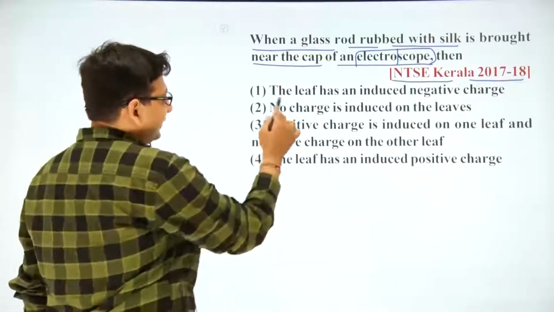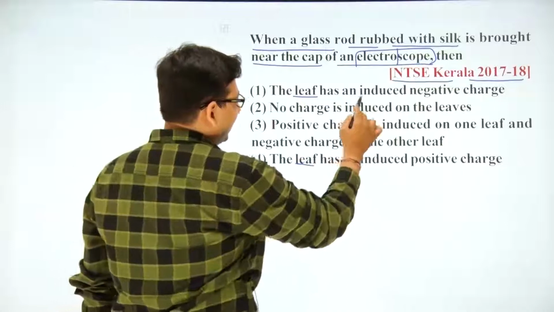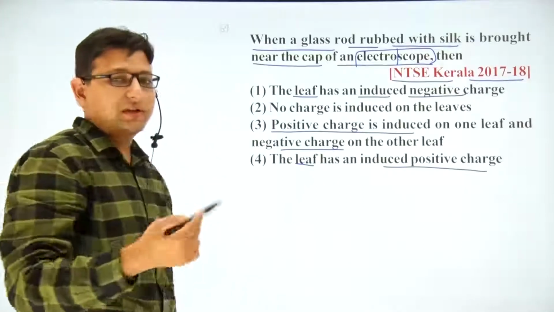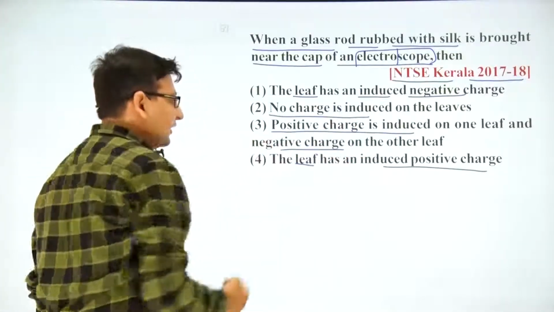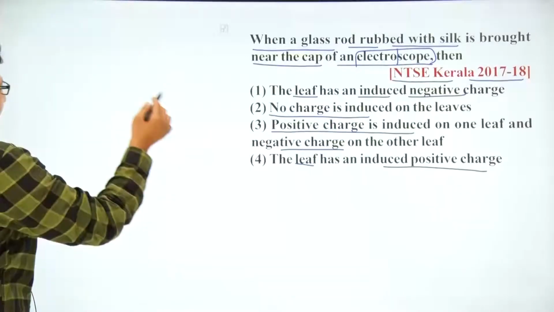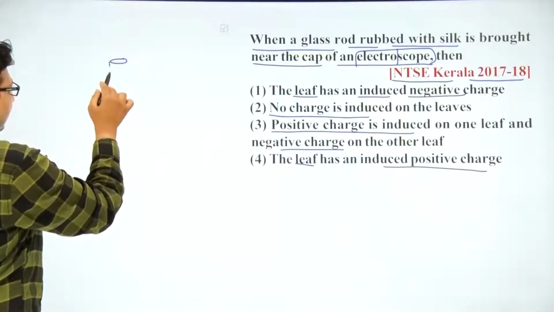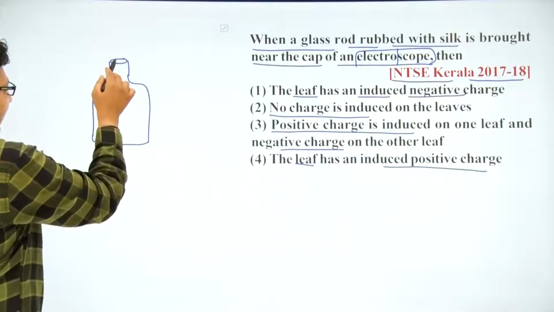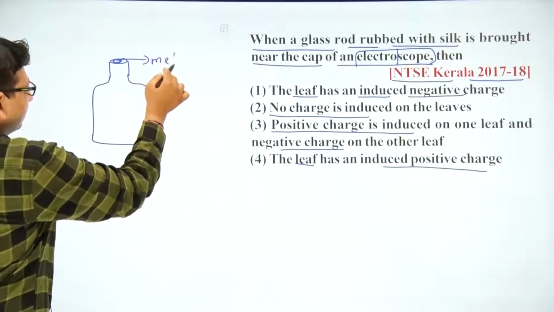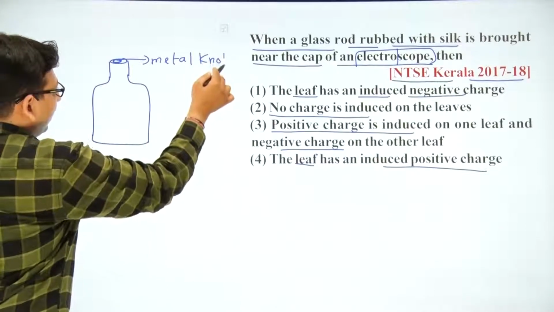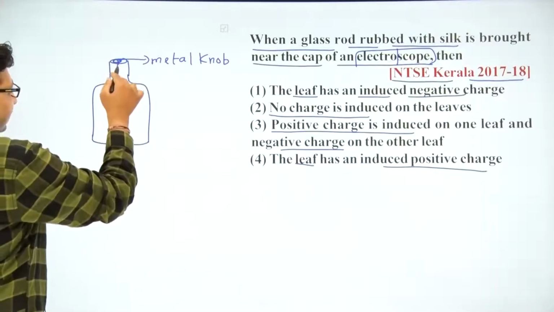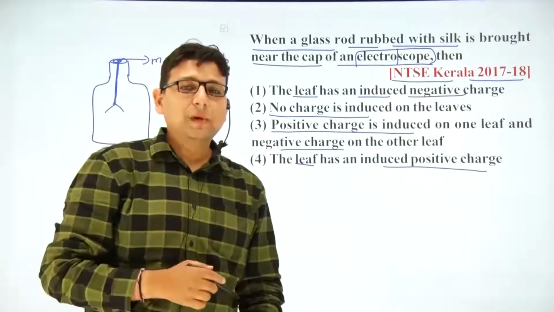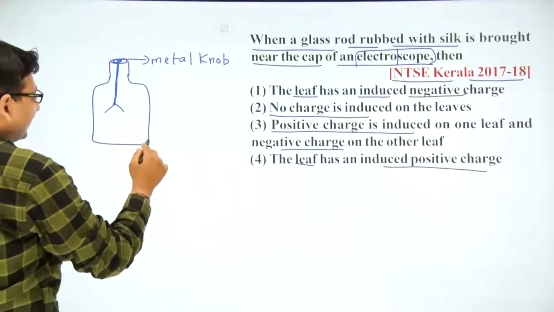The options talk about the leaf, how the leaf will behave, and what kind of charge is going to be induced: positive charge, negative charge, both charges, or no charge induced. Let us see. First we will draw the electroscope setup. It's a glass container, where this is my metallic knob. This is the metal knob. Here we have a metallic strip. It is bifurcated, meaning splitting into two parts. This is a glass container.